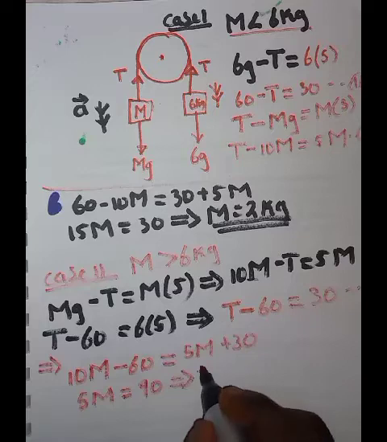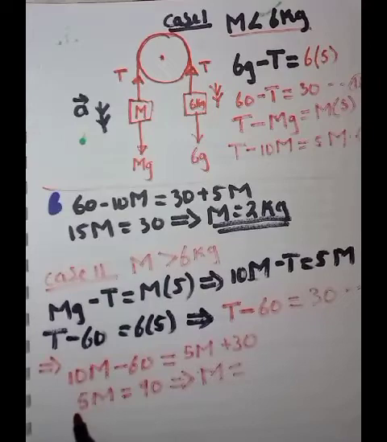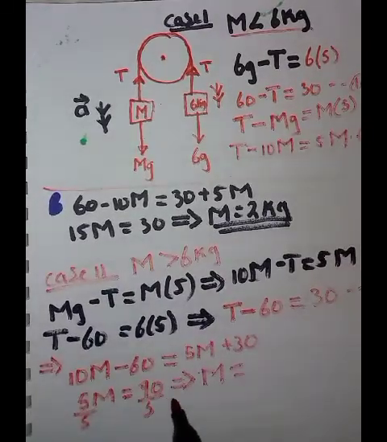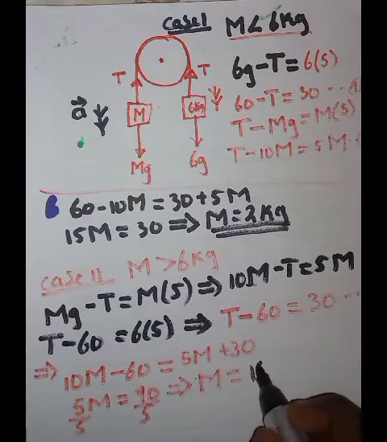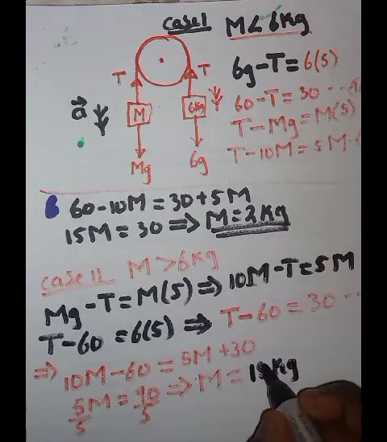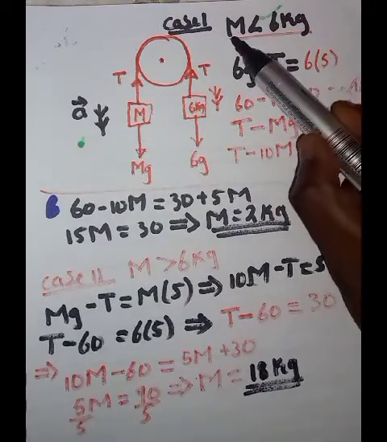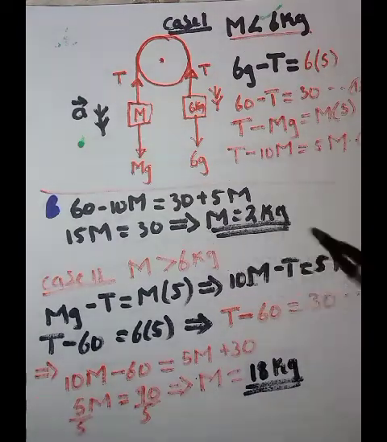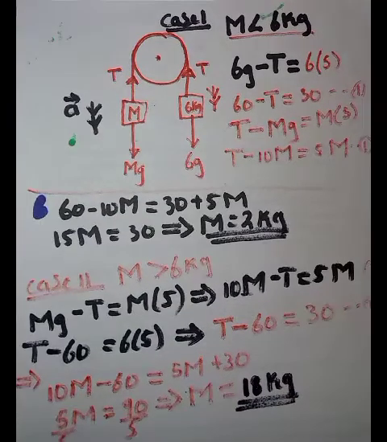That therefore implies our M, if we divide all through by 5, turns out to be 18 kilograms. So M turns out to be 18 kilograms. This is what we have if this M is greater than the 6 kilogram mass. This is the answer that we have.